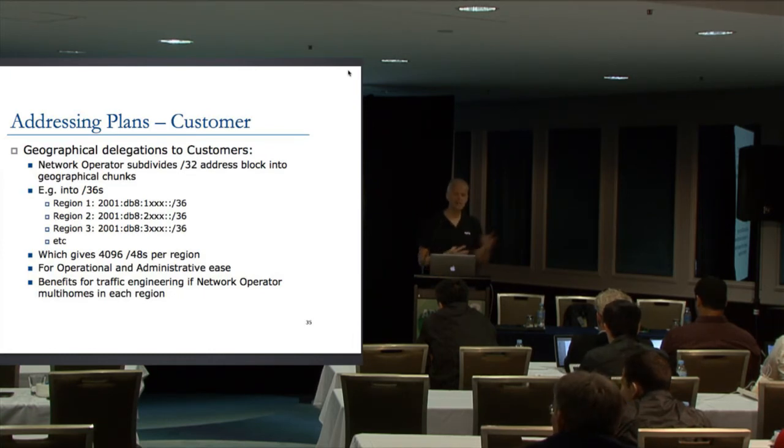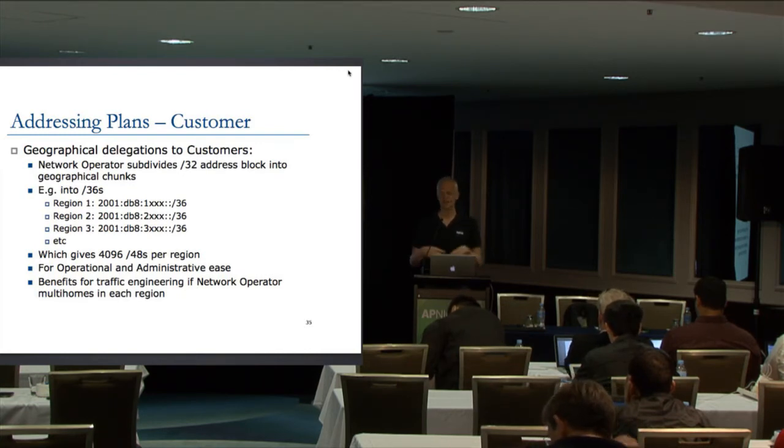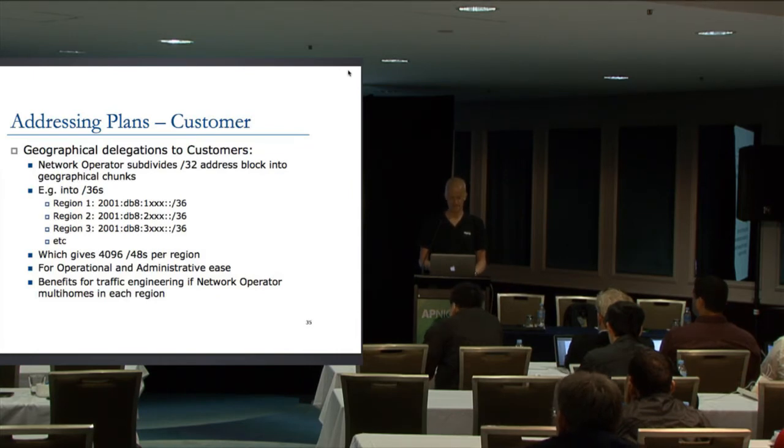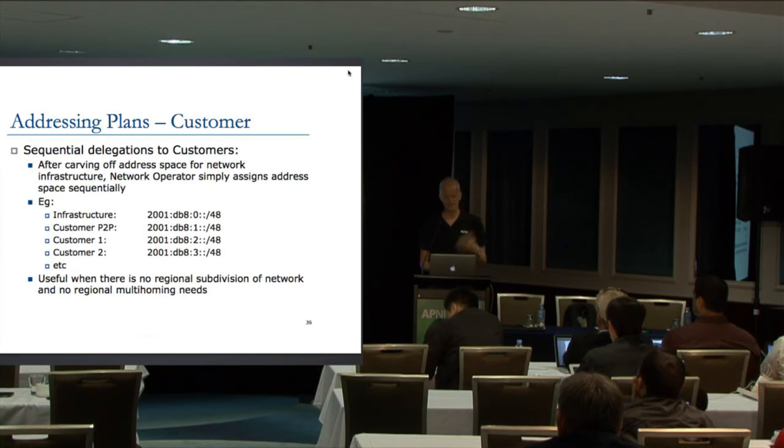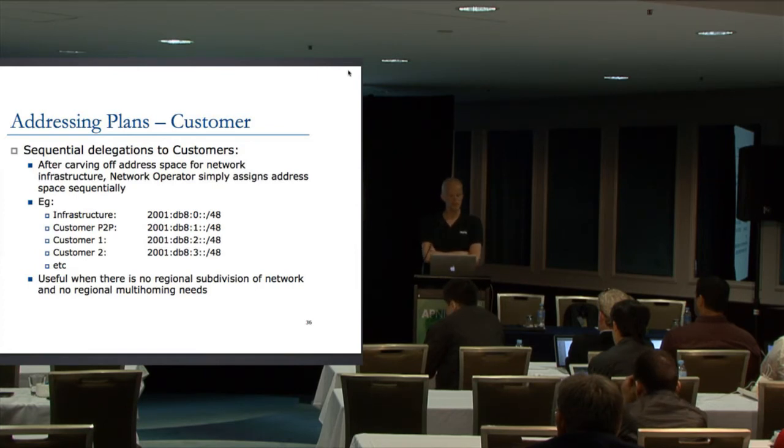While you do this, if you connect to the internet or other internet service providers in different regions and you want to do proper traffic engineering, you can do this in v6. In v4, you just kind of shut your eyes and start spraying /24s all over the place, hoping that something works, which seems to be an unfortunately common strategy. It's not much engineering, it's just messing up the internet. Sequential delegations, here you carve off space for your infrastructure and customer point-to-point links, then you just number your customers sequentially after that. That's fine if you're an edge provider and you don't really have any traffic engineering needs to worry about.